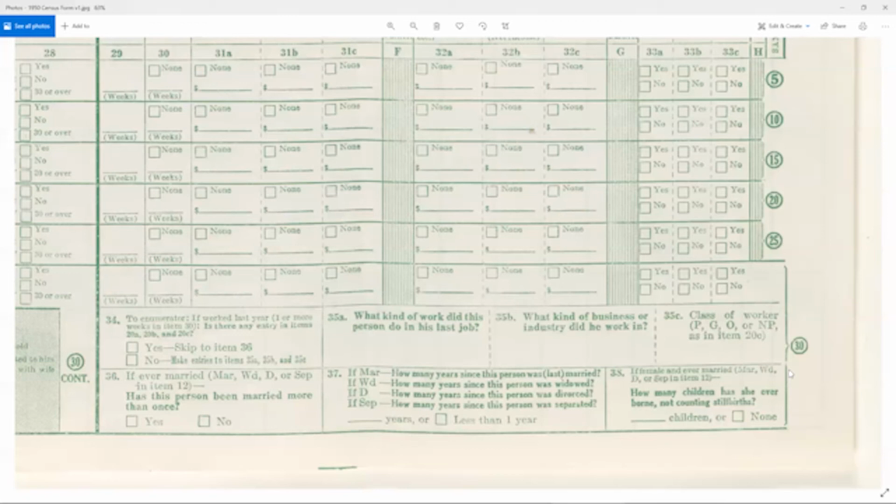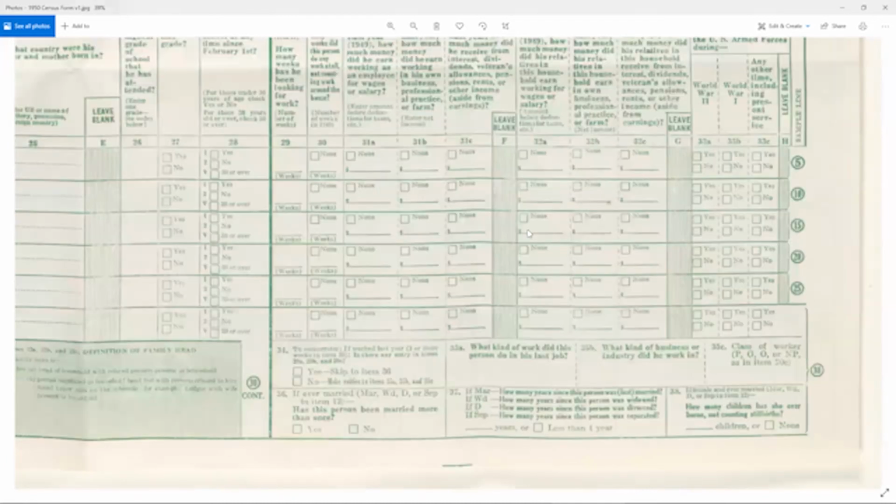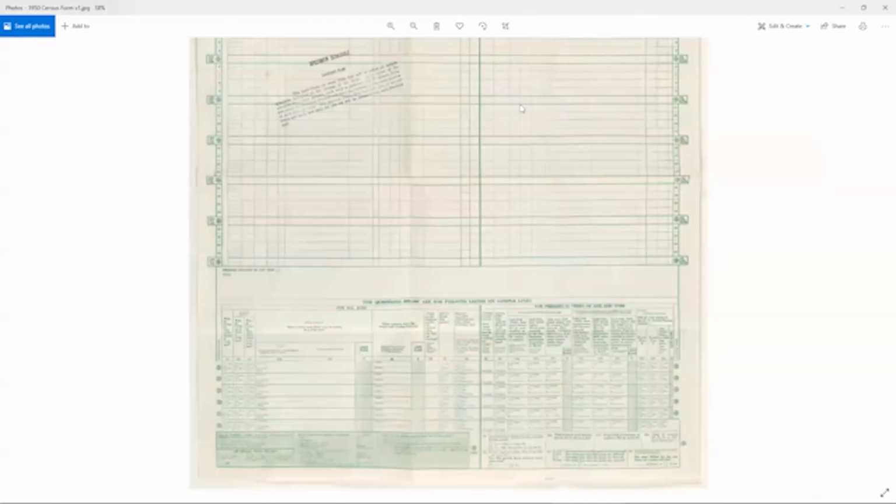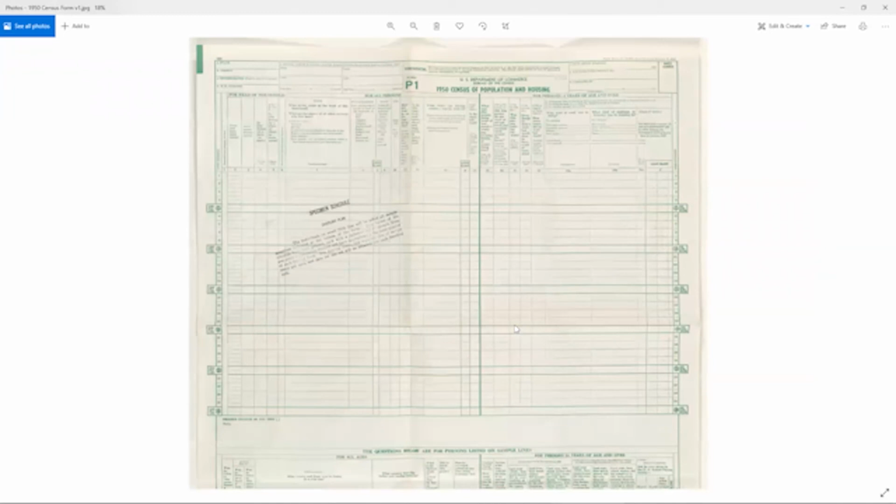So this could actually be an interesting question. It's a shame that it wasn't asked for all females on the sheet and just the one. So that's kind of a bummer, but we'll just have to wait and see how that plays out. So that is your introduction to the 1950 census form.